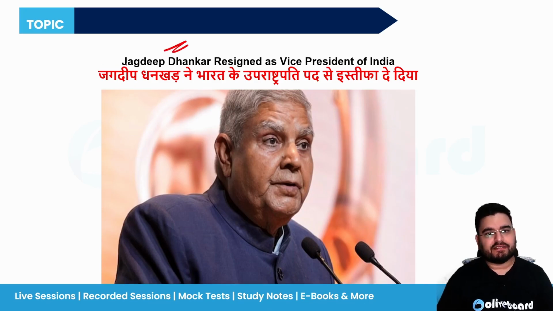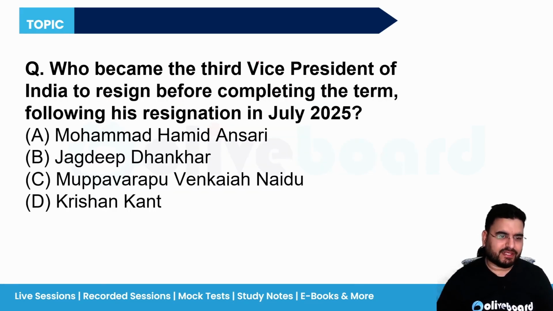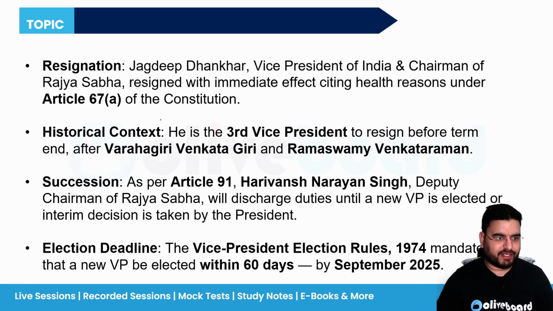Next is Jagdeep Dhankar resigned as Vice President of India. Now this was a very controversial news also, but he has cited his health condition as the reason for resigning. But news channels are making some other stuff also, hai na? So who became the third Vice President of India to resign before completing the term? Mr. Jagdeep Dhankar is the correct answer. And before him, Venkatgiri Sahab and Ramaswamy Venkatraman also resigned before completing the term, right?